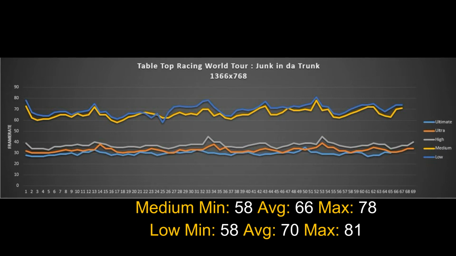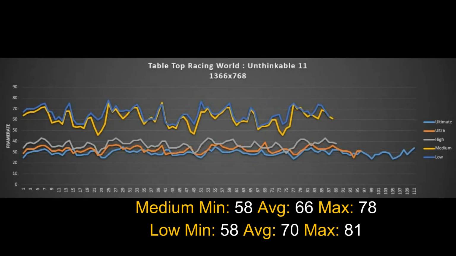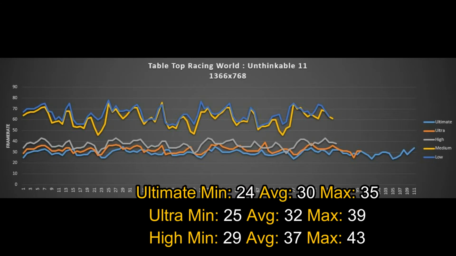Well, as you can see, it's just completely annoying. And the Medium and the Low settings are the two graphics above, like the top yellow and the blue. So even on the Unthinkable 11, which is the track in the boat, we can actually see that the performance is so different from the High settings or the Ultra or the Ultimate.